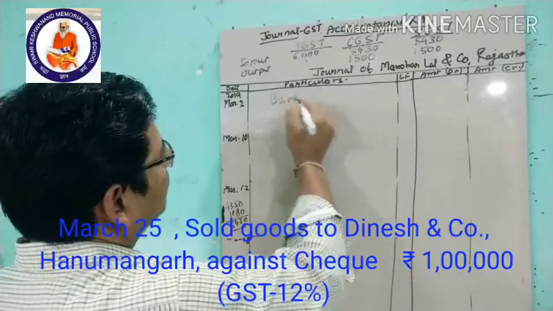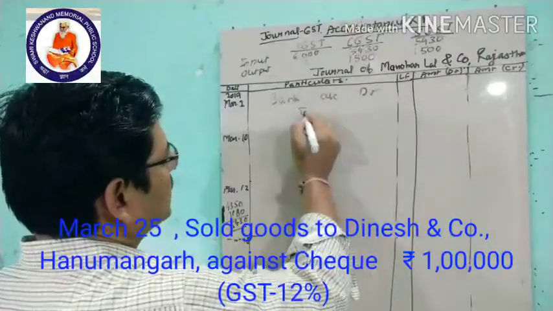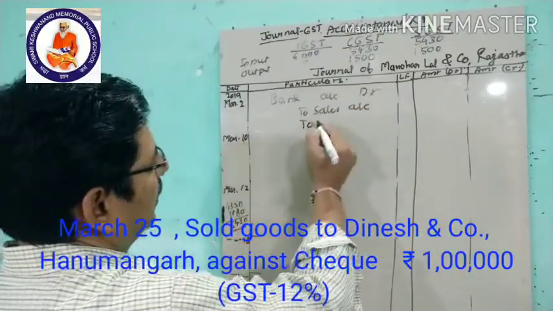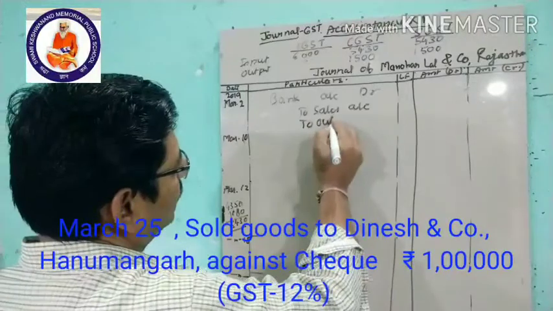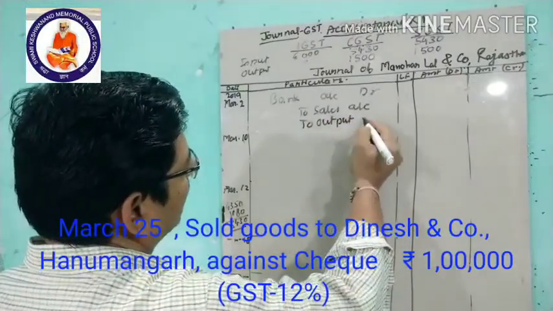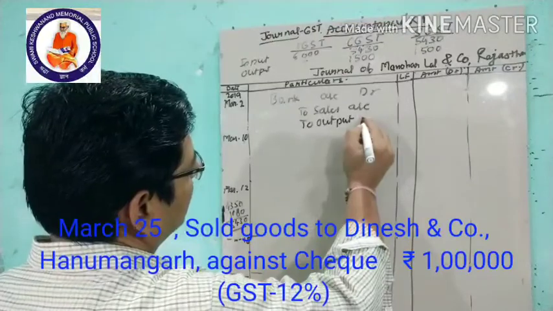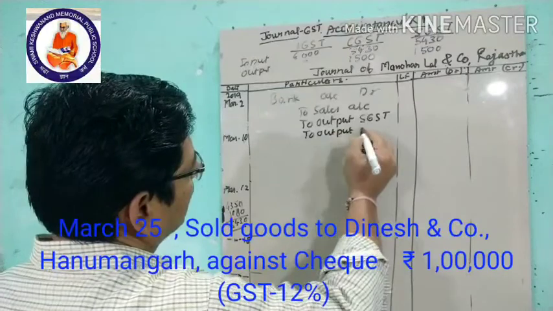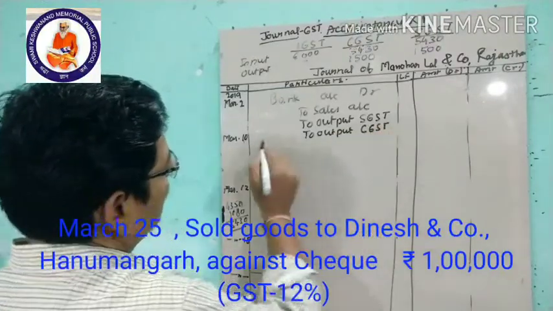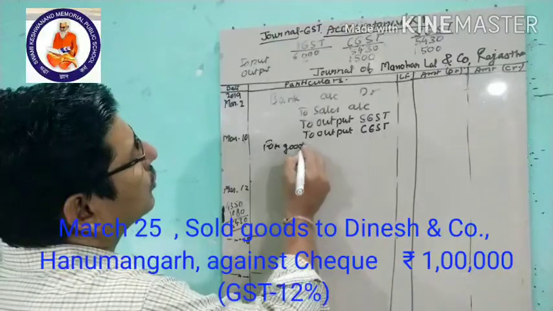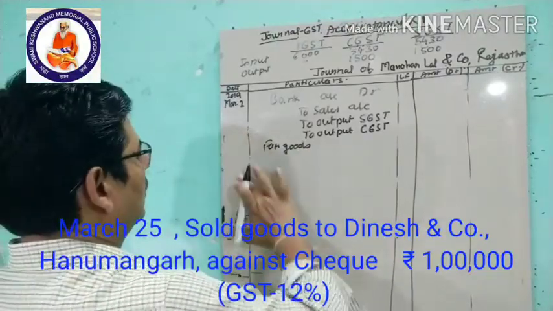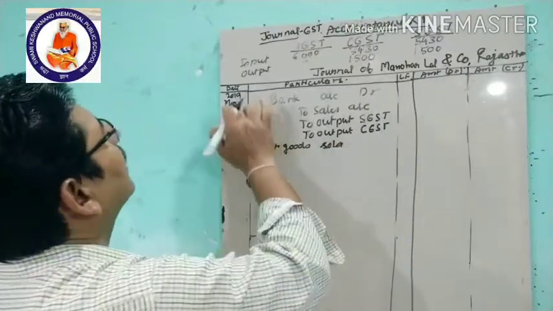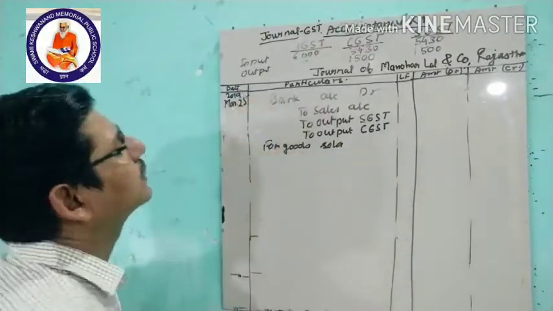So bank account debit to sales account, and because we are selling, to output CGST, SGST. We will write it as GST to output CGST for goods sold. It is on 25th, by check.